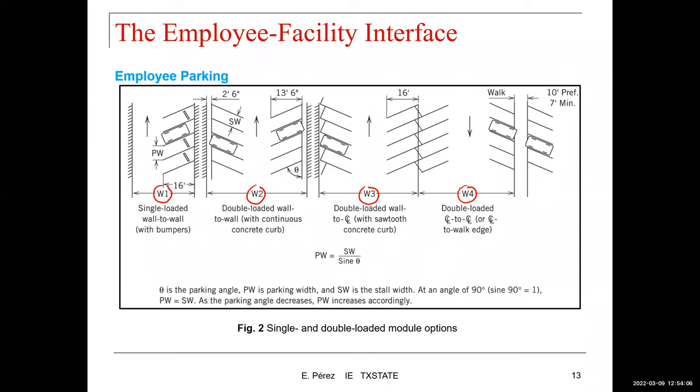So in the first one, we have what is called a single loaded wall to wall. So you have the aisle, and you only have one lane of parking spaces, and in both sides, you have walls. So these things are representing walls. So the theta value is the parking angle. So theta is a parking angle. PW is the parking width. And SW is the stall width.